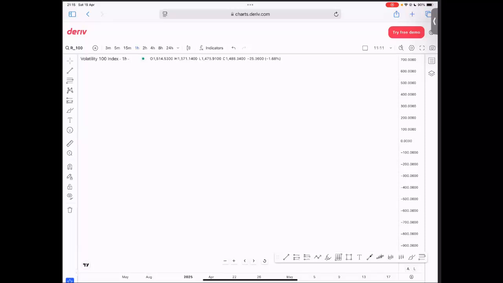Well, for me, my most important time frame when it comes to synthetics is the 1 hour time frame. I usually love to deal with the 1 hour time frame. When it comes to stacking as well, I stack on the 1 hour time frame.